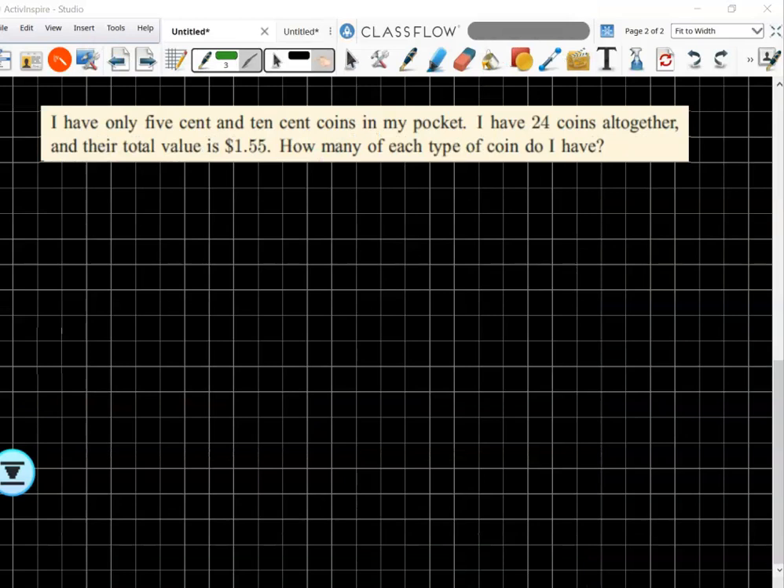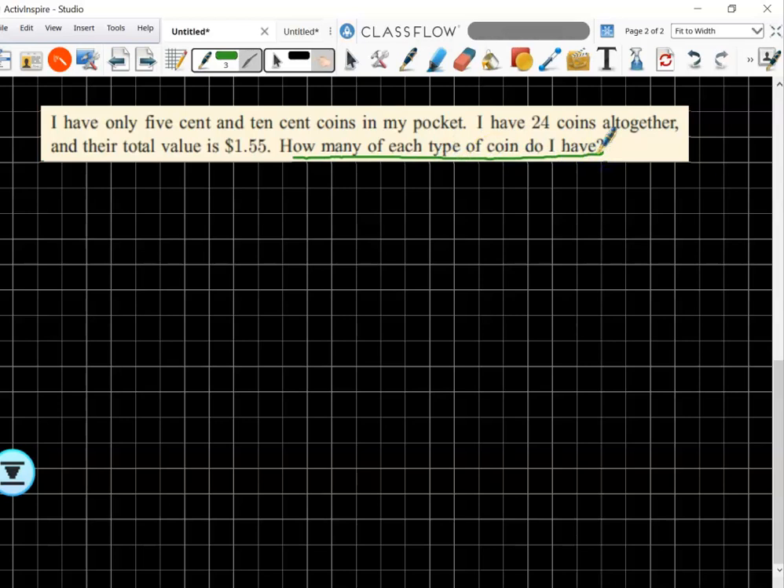Okay, we could play around with this a whole lot. And I'm sure some of you could go bang and get it easily. But sometimes the 5 cent, the 10 cent, it's just confused. We've got 24 coins, we've got $1.55. What on earth is going on there? My tip to you is make sure that you read the very last sentence. How many of each type of coin do you have?